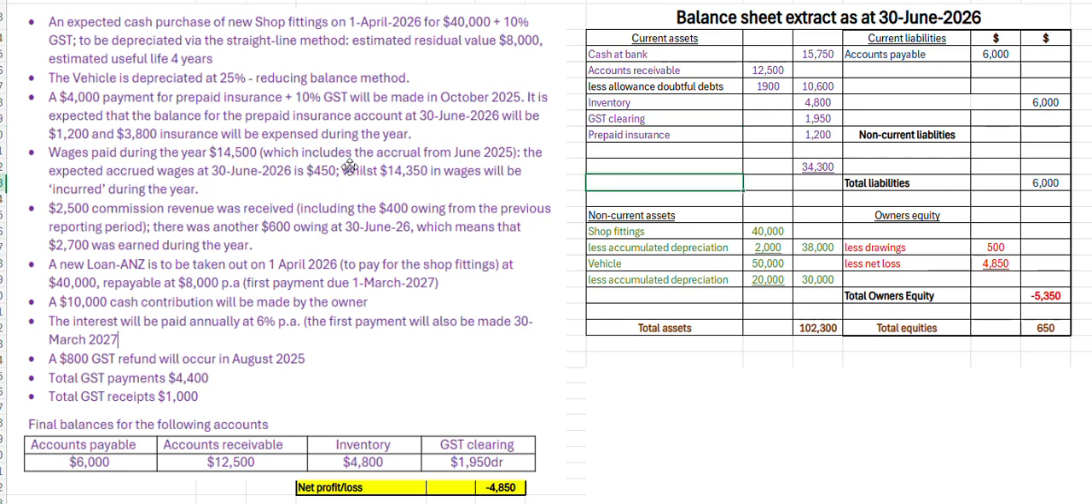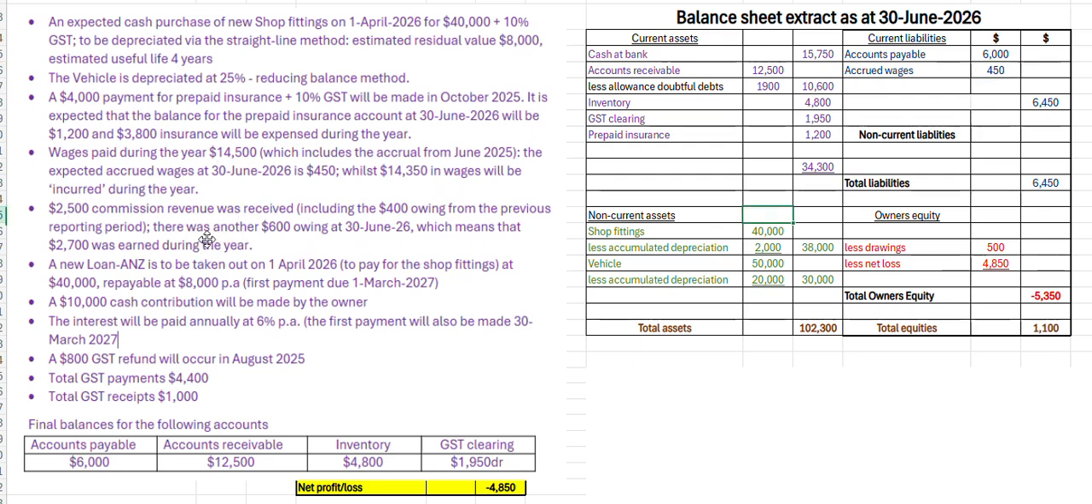Next point, wages. Okay, so again, what we're looking for is any wages that's going to roll over to the following period. And we read in the middle here, the expected accrued wages at the end of June is 450. So this is an obligation to our staff to pay them for work done in the current reporting period. So this represents a current liability, accrued wages. 450.